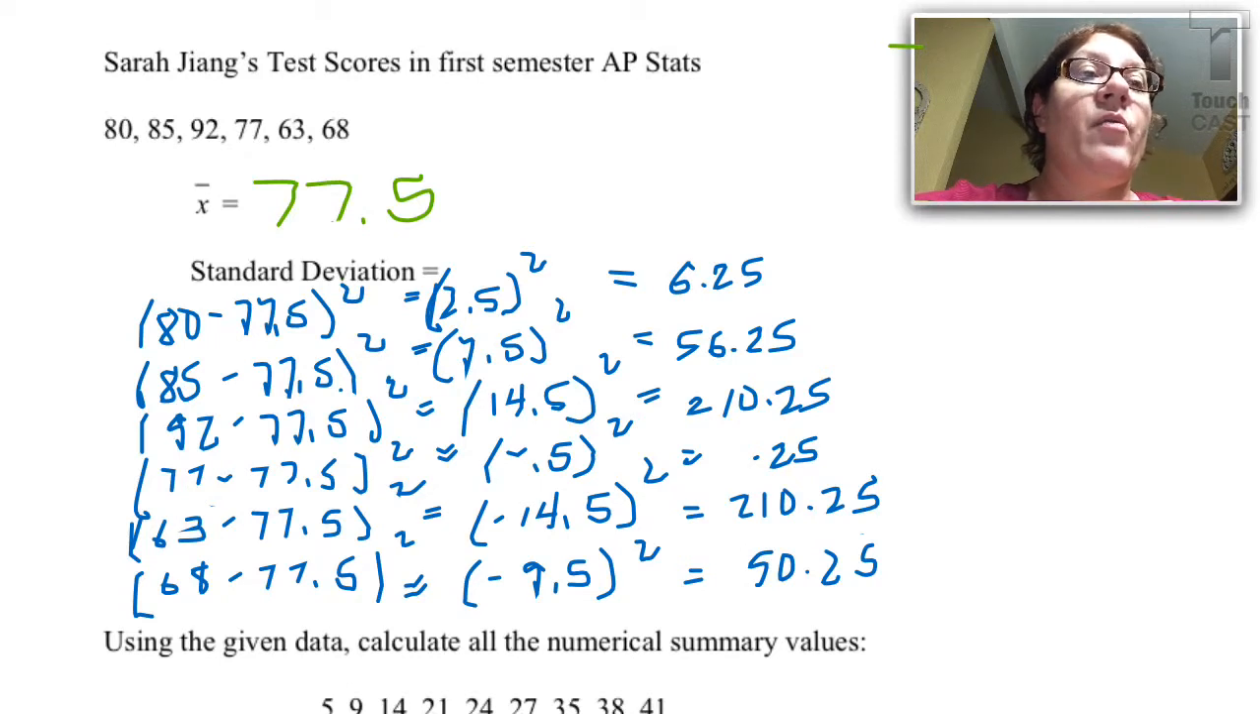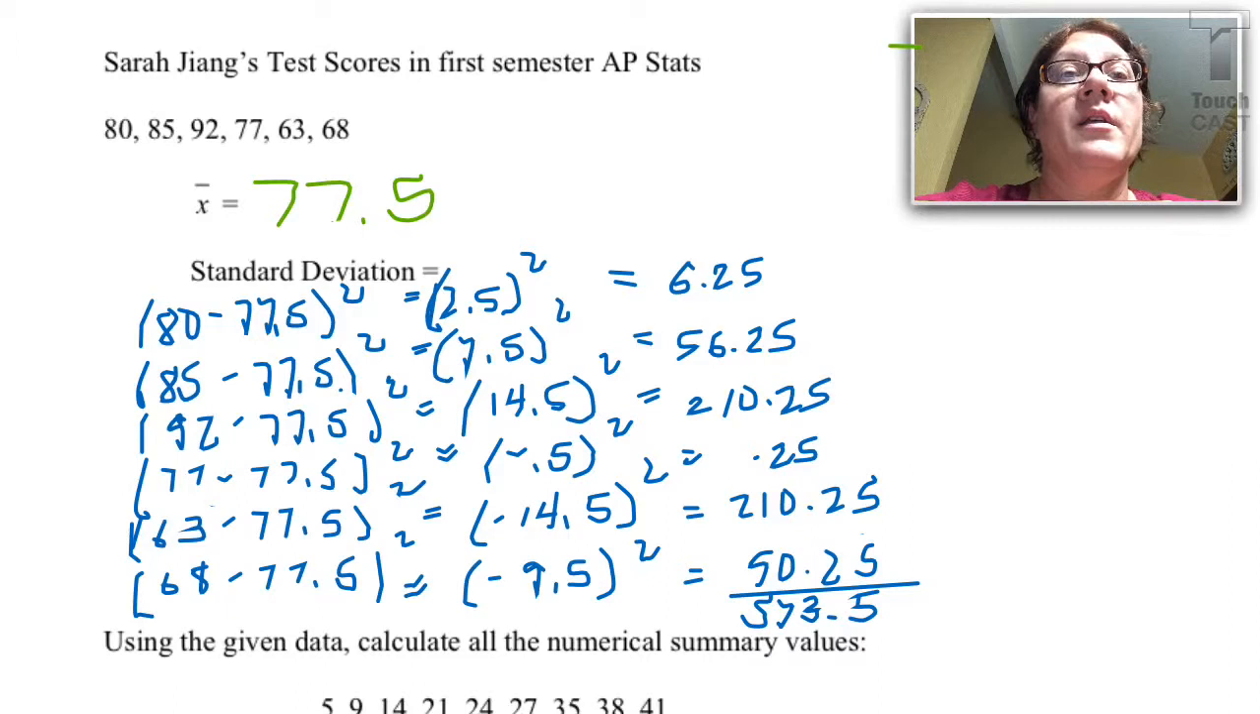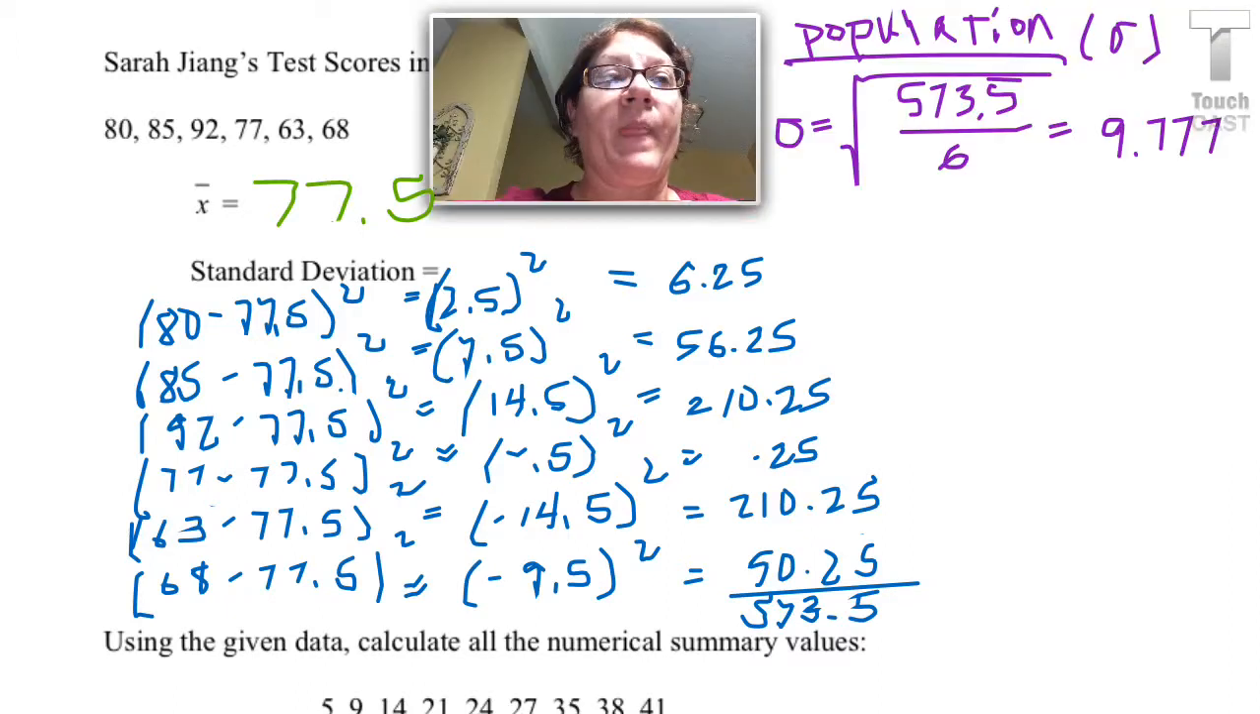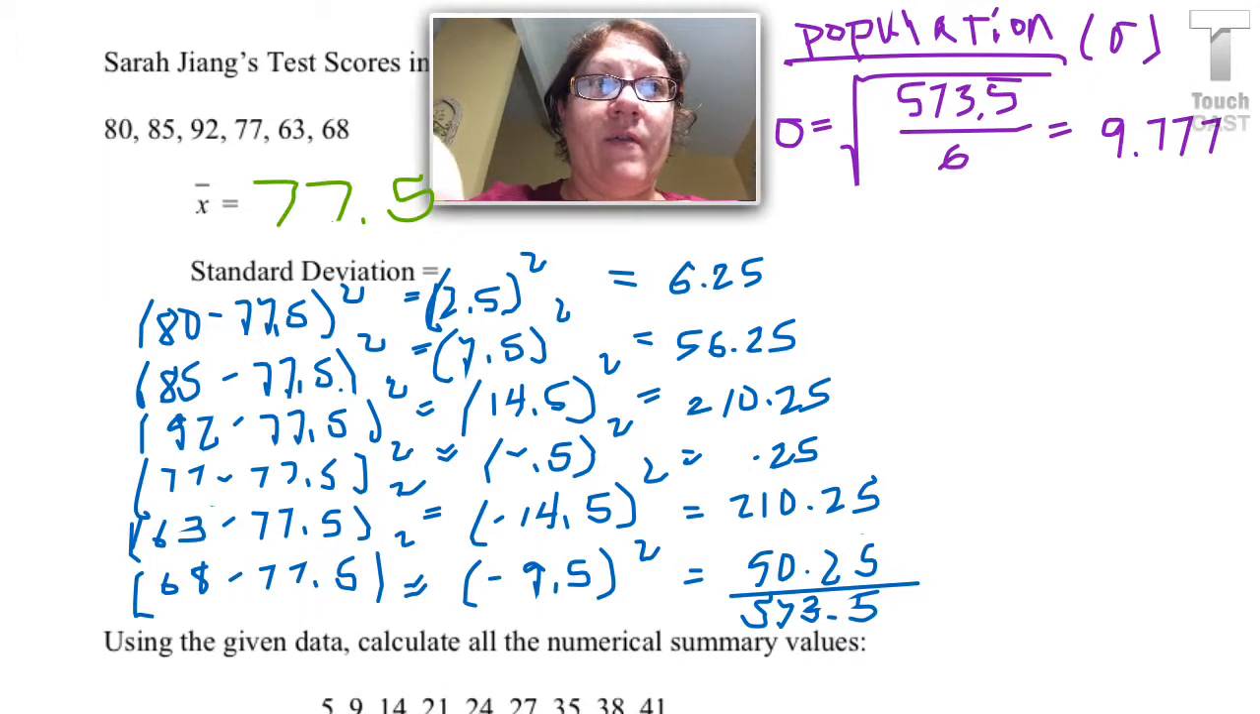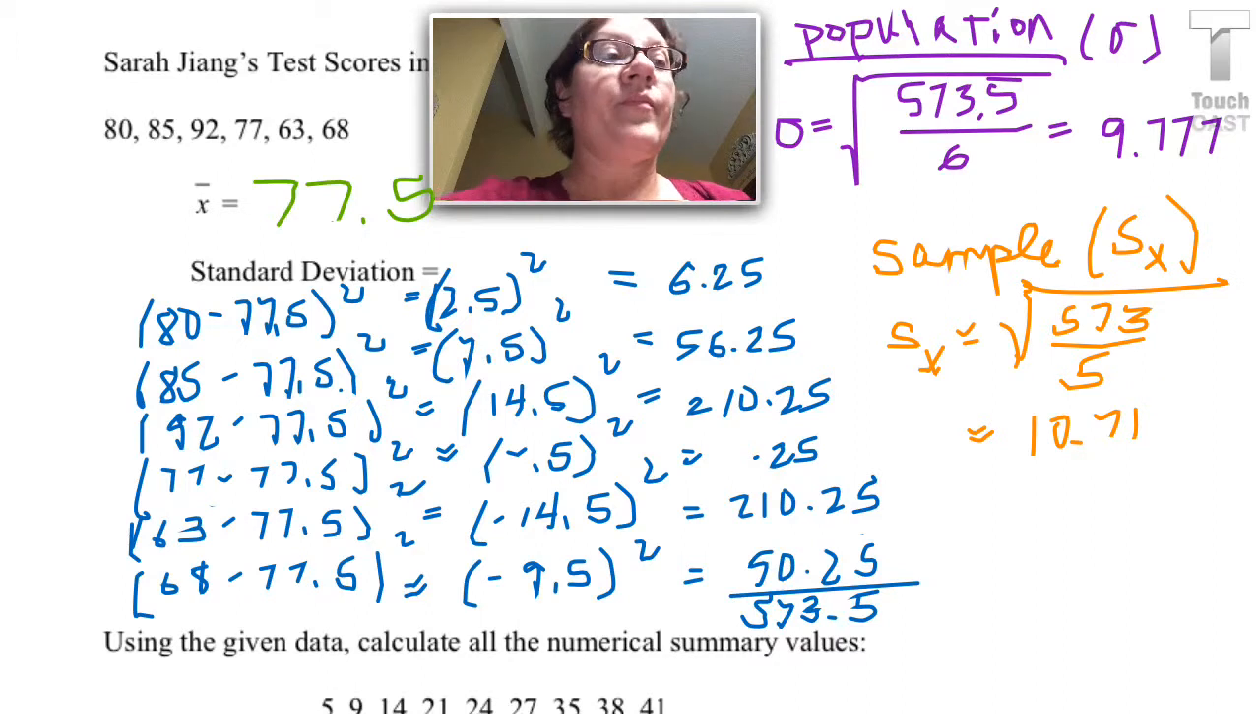All right, so now I want to average, which means I need to add them all up, and I get a total of 573.5, and then I'm going to do both calculations, both the population one, which is sigma, and the sample one, which is the S sub x. So I'm going to be dividing that once by 6 and once by 5. So here's the population standard deviation. Notice I divided by 6, and now I'm going to do the sample, and there's my sample standard deviation.